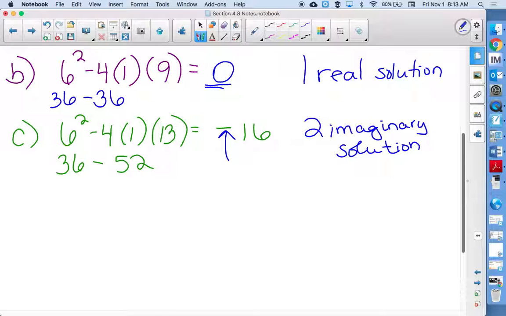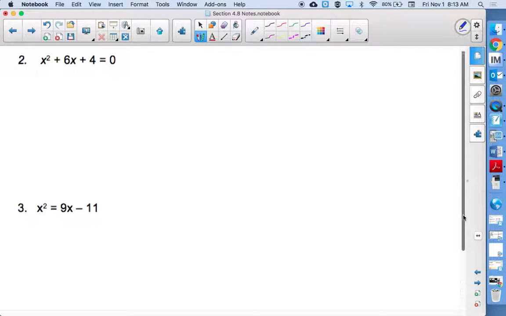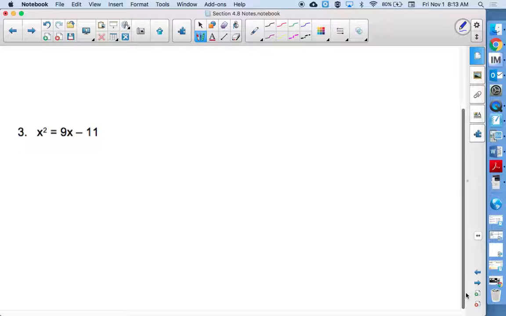So if you flip the page, there are 3 other examples, but I want us to look at the last one. We're going to find the discriminant, determine how many answers there are, and then I want us to actually find the solution as well. So going to the last problem, number 3. Number 3 says x squared equals 9x minus 11.